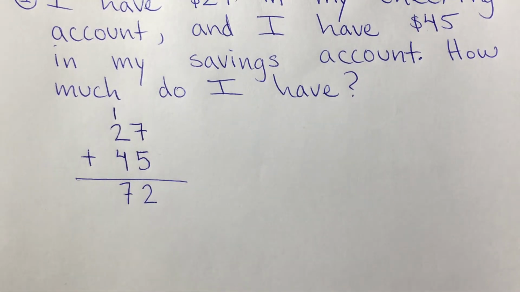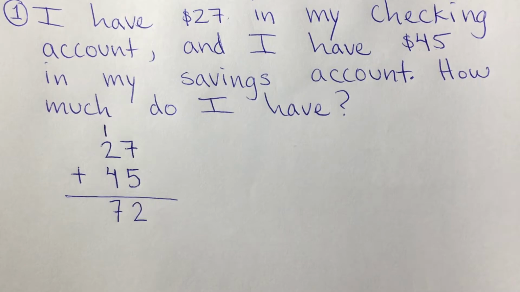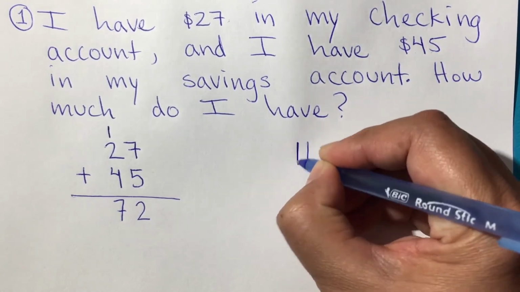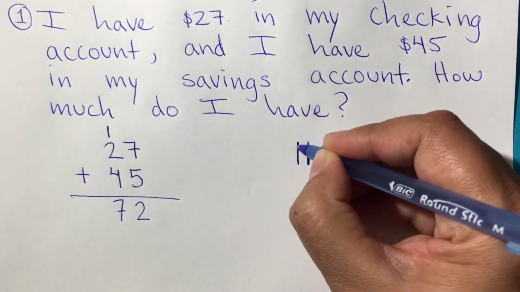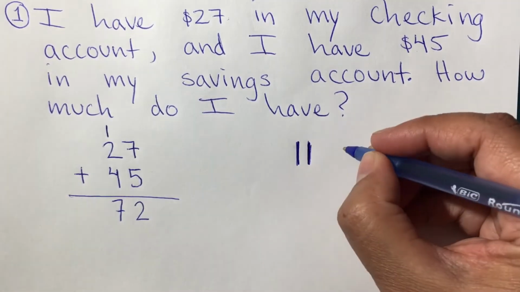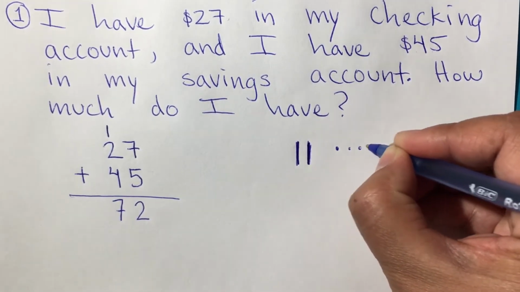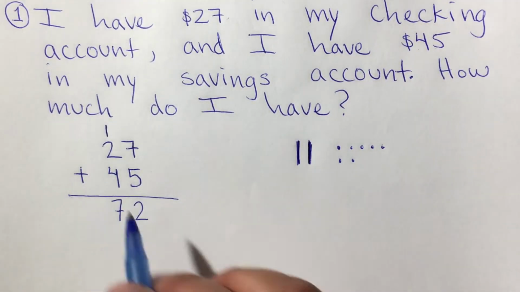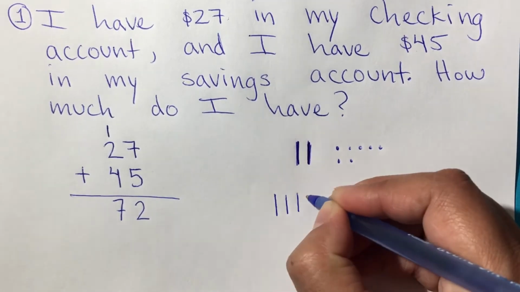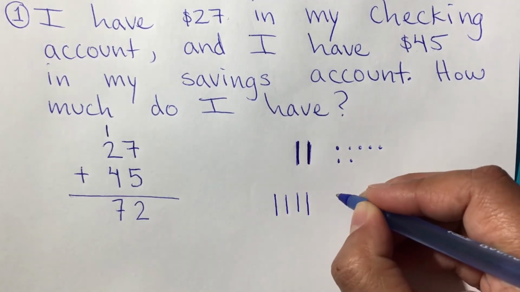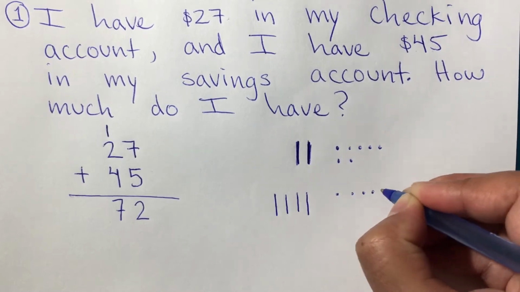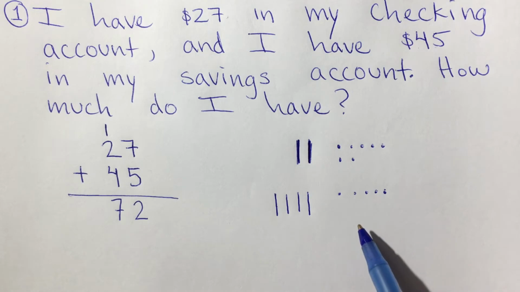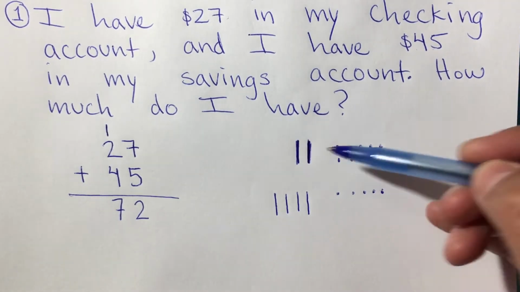Now, I know that some of us might struggle with this. And so what you can do is 27 is 2 tens. So I'm going to represent it with a little stick for each 10. And then 7 is 1, 2, 3, 4, 5, 6, 7. So 27. The 45 is 4 tens, and then 5 ones: 1, 2, 3, 4, 5.